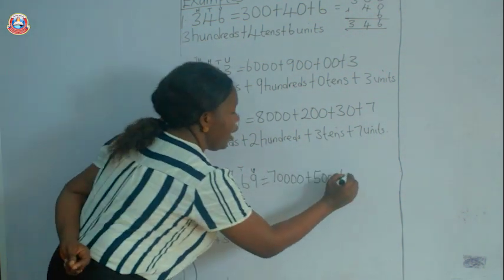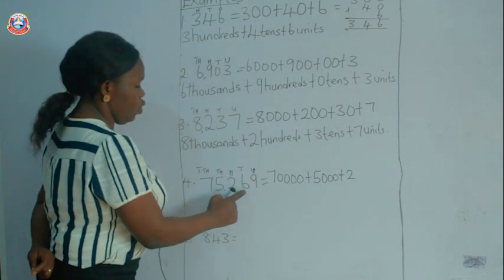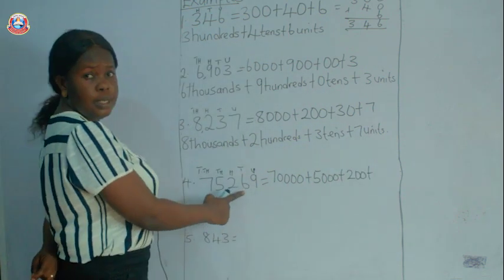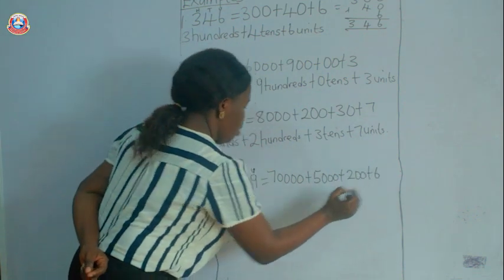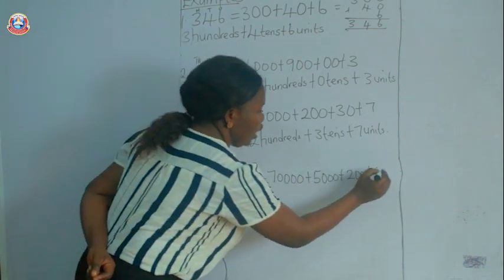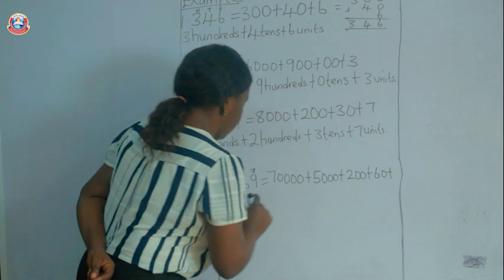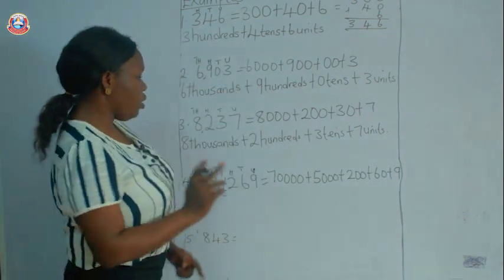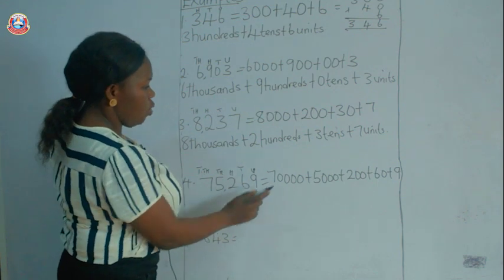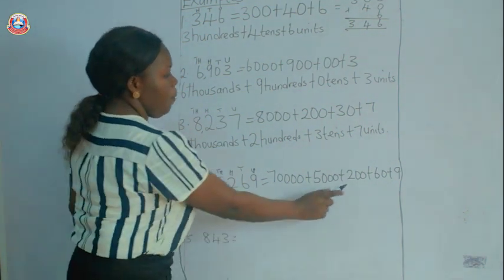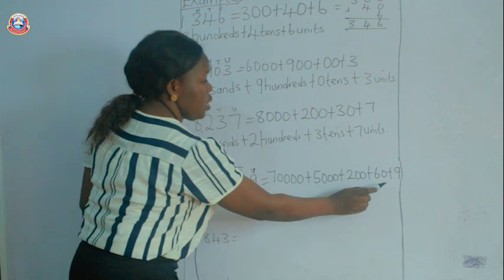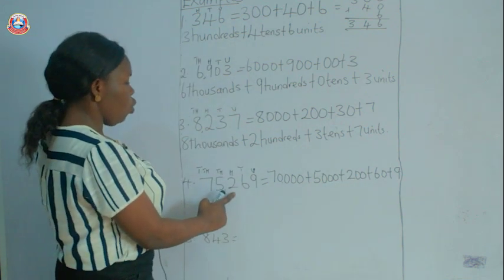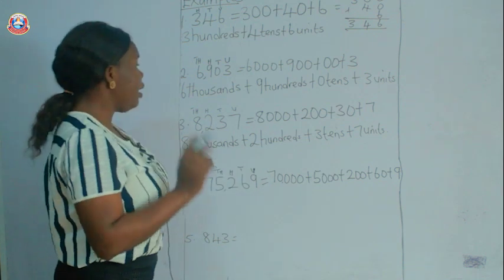What's the next figure there? 2. I put my 2. How many digits after it? 1, 2. The next figure I have there is 6. I put my 6. How many digits? 1. So change that to 0. Plus the last number there, which is what? 9. Are you seeing it now? So what do we have here? 70,000 plus 5,000 plus 200 plus 60 plus 9 will give us our 75,269.